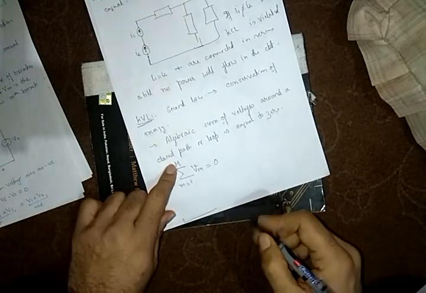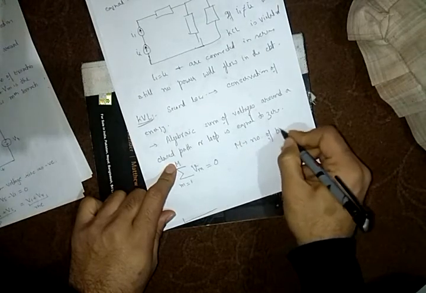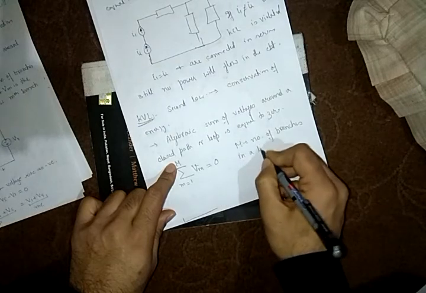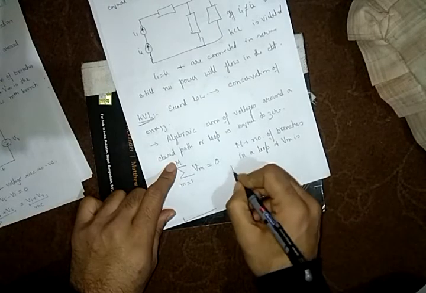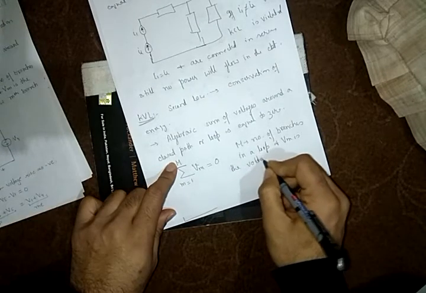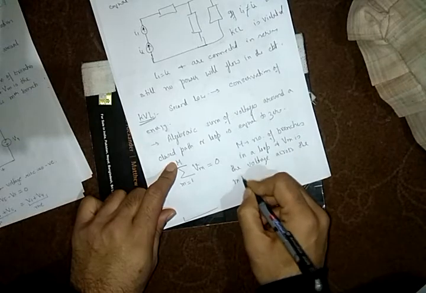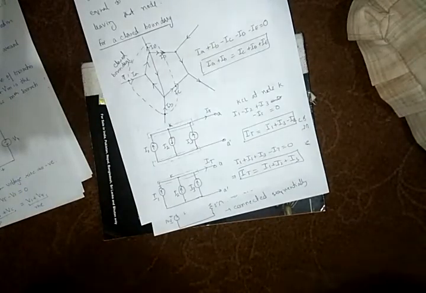What is M here? M represents the number of branches in a loop, and Vm is the voltage across the mth branch. Okay, so let me show it with the help of a diagram.